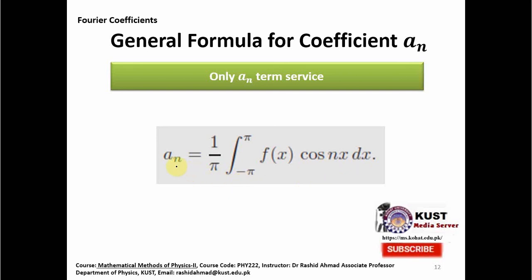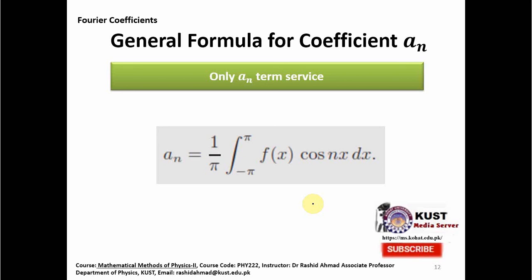For example, if you put n equal to 0, you will get cos 0, which equals 1, and then a1 will have cos x, and a2 will have cos 2x, and so on. So this is the general formula for the cos series coefficients, which we call a's, which we have derived by taking the average values of each term in the expansion.